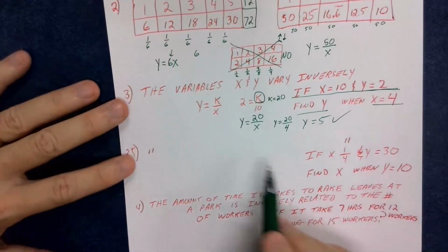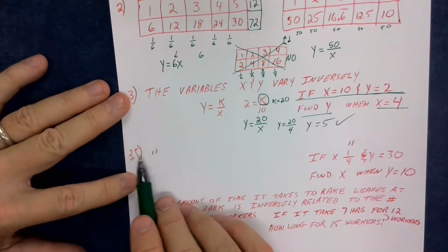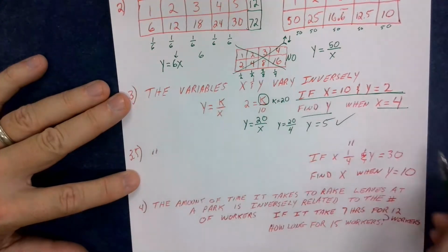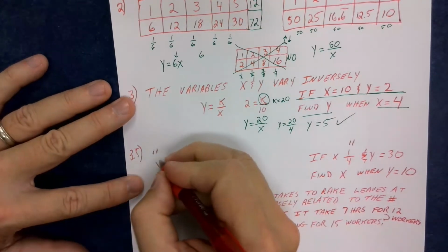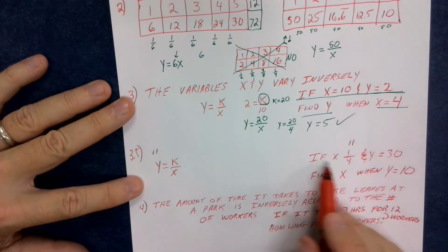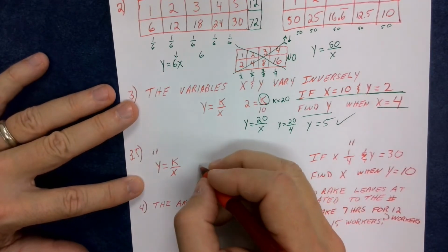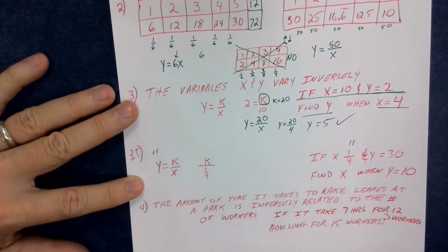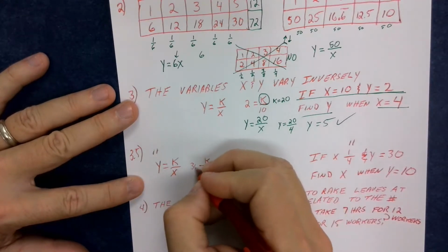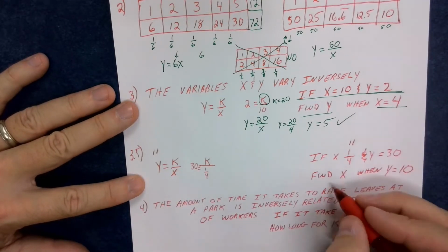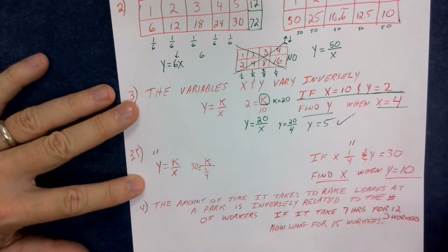Now, let's try another one. This 3.5 says, still, quote, the variables x and y vary inversely. That's what those imaginary quotes are. I just didn't write it out, so I'm going to go ahead and write it. Y equals k over x. Now it says if x is 1/4 when y is 30, so 30 is equal to k over 1/4, find x when y is 10.